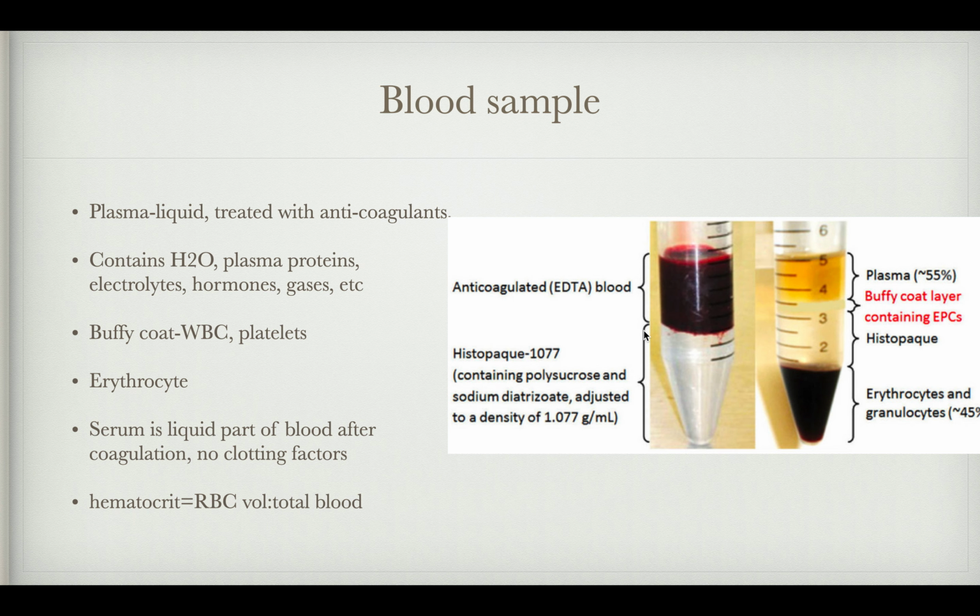The hematocrit is the red blood cell volume to total blood ratio. The hematocrit is important in the diagnosis of anemias.